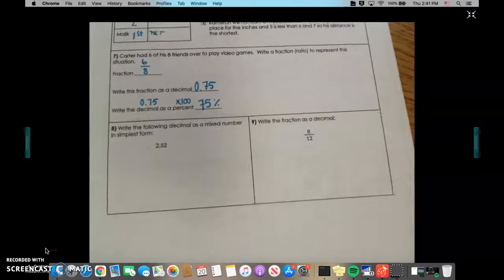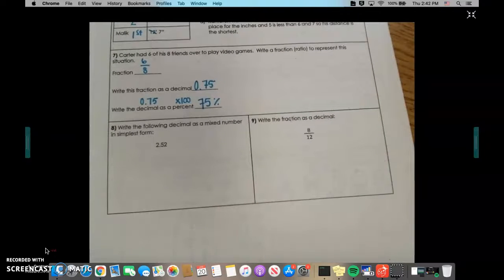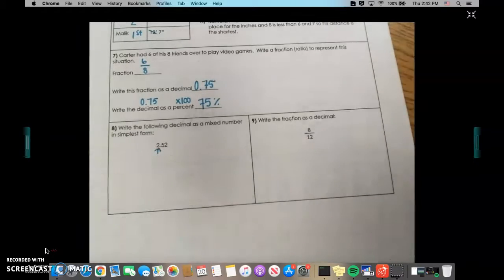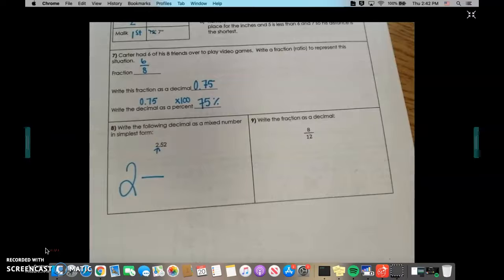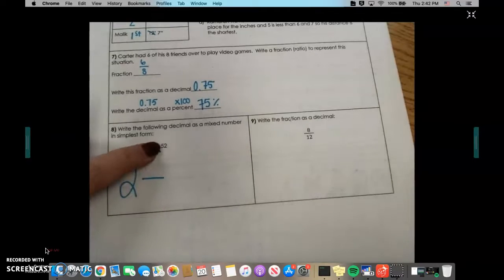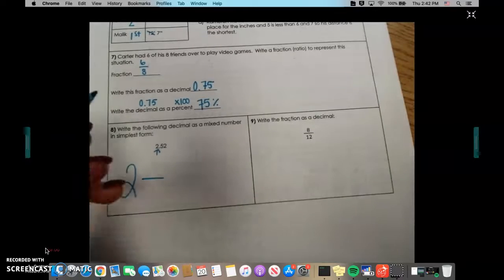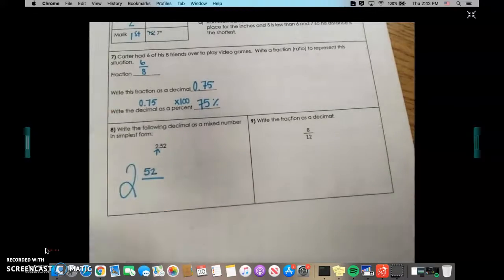Moving on to number 8, it says write the following decimal as a mixed number in simplest form. We know that any number in front of the decimal is a whole number, so I like to put mine very large to help me remember that that's going to be the whole number in front of the fraction. Then I look at the part behind the decimal, and I know that number is 52. So I'm going to put that as my numerator.